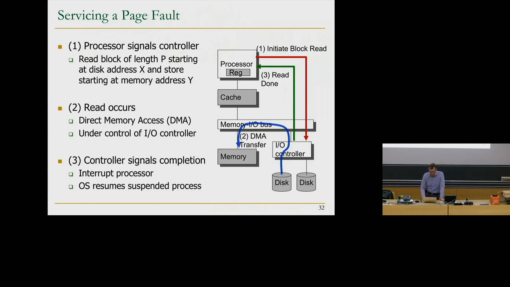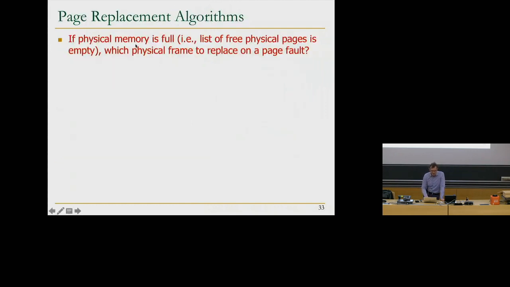Okay, let's talk about page replacement. I've already discussed the problem. If the physical memory is full, which means that the list of free physical pages is empty, so I'm introducing something here. Somebody needs to keep a list of free physical pages, and that's the operating system.